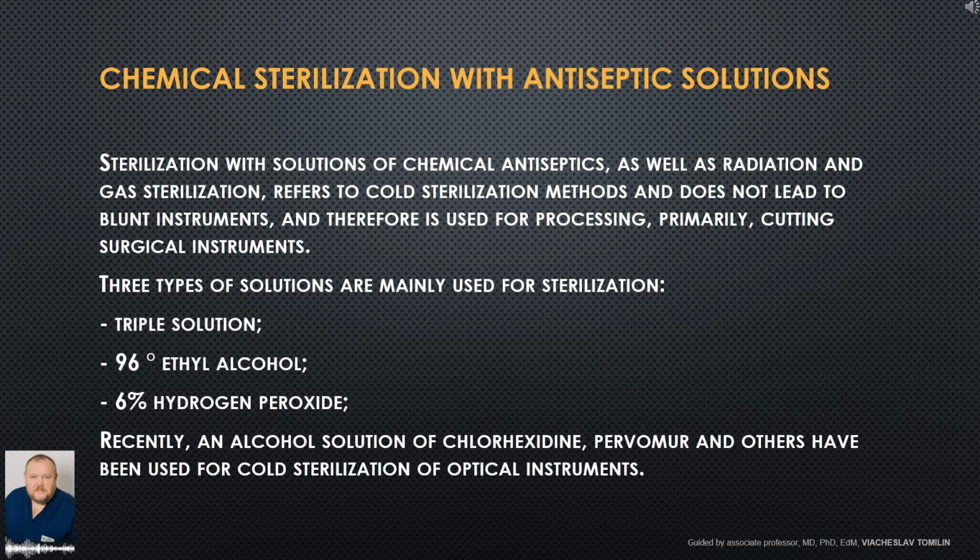Chemical sterilization with antiseptic solutions. Sterilization with solutions of chemical antiseptics, as well as radiation and gas sterilization, refers to cold sterilization methods and does not lead to blunt instruments, and therefore is used for processing, primarily, cutting surgical instruments. 3 types of solutions are mainly used for sterilization. Triple solution. 96 degrees ethyl alcohol. 6% hydrogen peroxide. Recently, an alcohol solution of chlorhexidine, Pervomur and others have been used for cold sterilization of optical instruments.